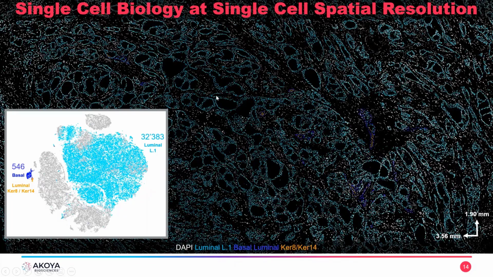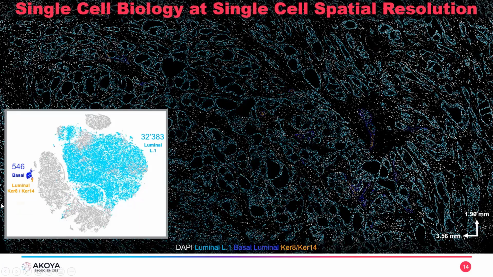You can see many, many cyan dots overlaid with the DAPI signal. Each one of these is presumed to be a luminal cell. There's 32,383 of these in this image. And then in dark blue, you can see dark blue regions here, where the collecting duct is. There's one up here. There are definitely not that many, 546. It's pretty clear that they're around.